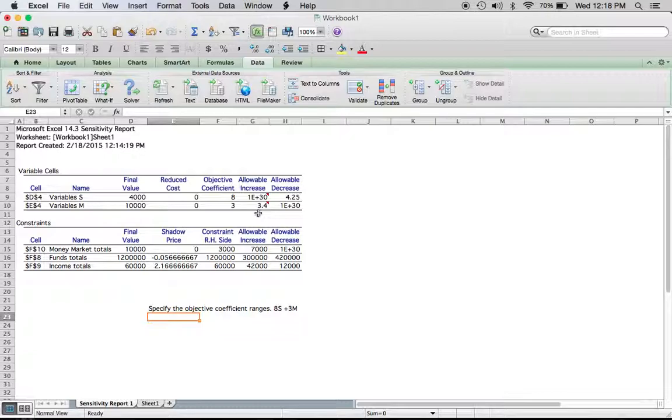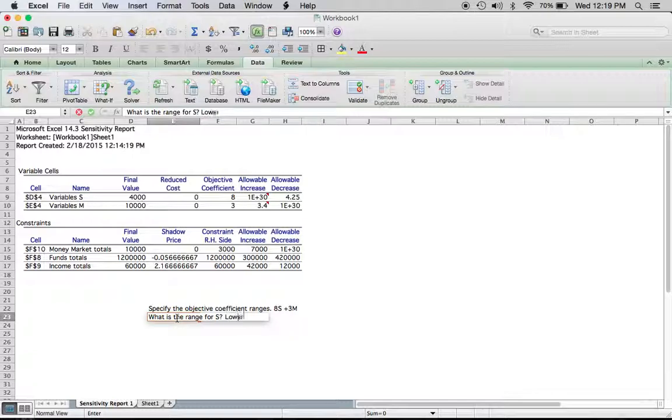This is a legitimate question on an exam. You guys manually calculated this on the first exam. What is the range? For S. It's not going to be 1E plus 30. So let's start with the lower limit.